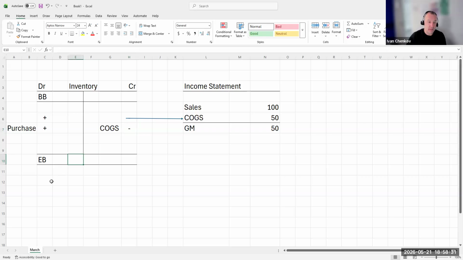And we're going to have an ending balance. What's interesting with this type of account, which is a balance sheet account, an asset account, is that the beginning balance plus the debit is always equal to the credit plus the ending balance. But hold on a second. Our debit is actually called purchase.